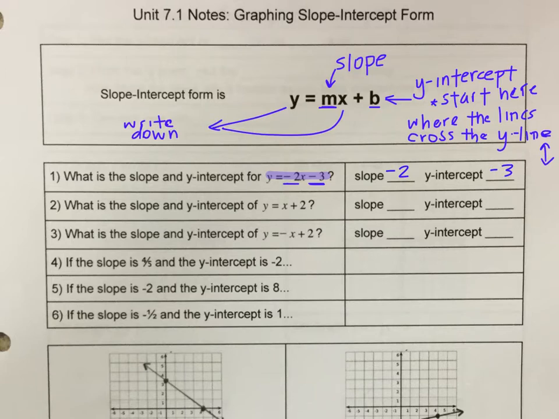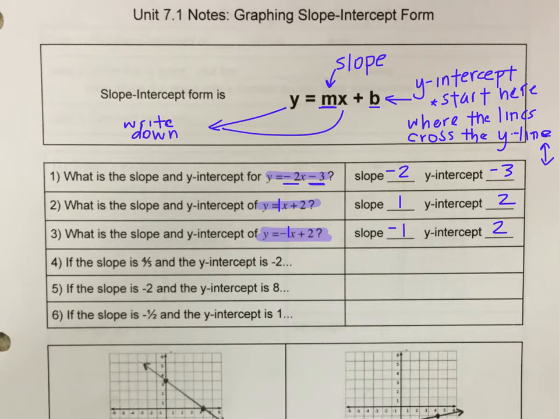On the next one, y equals x plus 2. Our slope, well, there's no number, but we always know when we don't see a number, there's a 1 in front of the x. And then our y-intercept is a positive 2. Our next one is y equals negative x plus 2. Well, we know there's a little 1 right there. So our slope is a negative 1. And our y-intercept again is a positive 2.